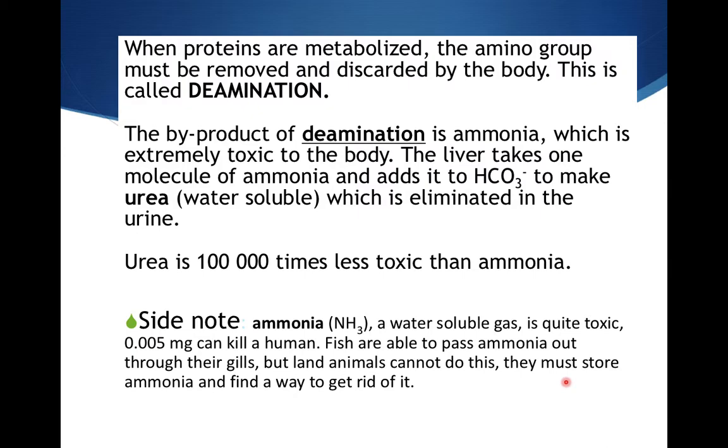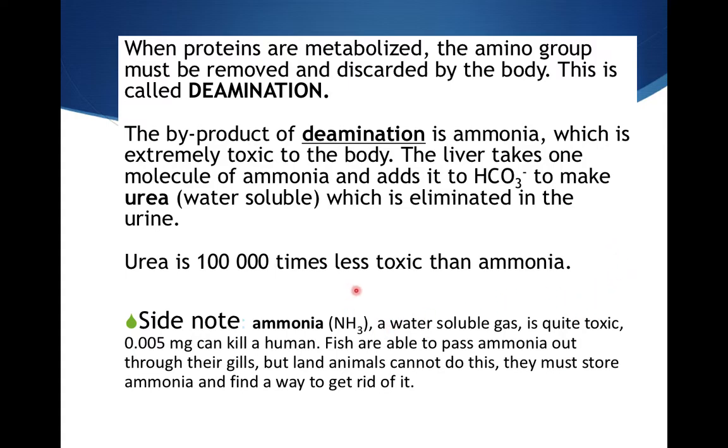So when proteins are metabolized, the amino group must be removed and discarded by the body. That's called deamination. The byproduct of deamination is ammonia, which is extremely toxic to the body. The liver takes one molecule of ammonia and adds it to a bicarbonate ion to make urea, which is water soluble, and that gets eliminated in our urine. Urea is 100,000 times less toxic than ammonia, so this process happens really quickly.